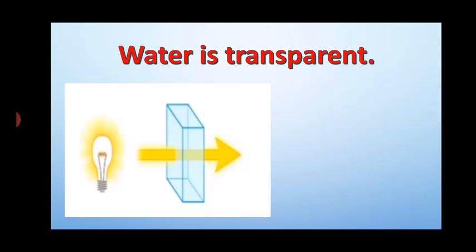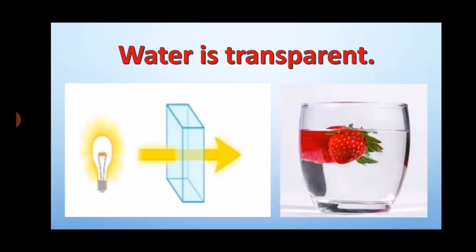So look here, there is a glass which is full of water and you have dropped a strawberry into the glass. Now the glass is transparent. Look, we saw here the water is also transparent. That is the reason you are able to see this strawberry inside the glass of water, isn't it? That means water has one more property, that water is transparent. So this is one more quality of water.